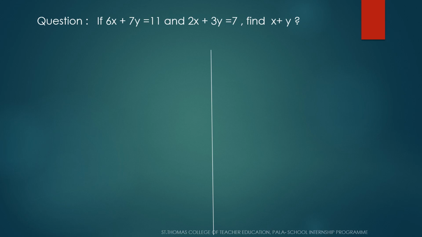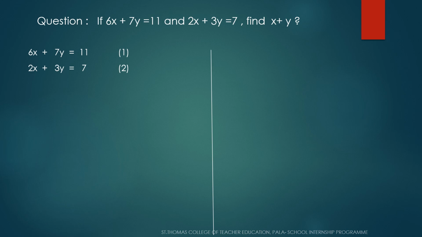Read the question. If 6x plus 7y equal to 11 and 2x plus 3y equal to 7, find x plus y. Read the question once again and tell me what you have understood and what we have to find out. Yes, we have two equations, isn't it? Which are they? Yes, first is 6x plus 7y equal to 11 and we call this equation 1. And which is the second one? Good. 2x plus 3y equal to 7 and we call this equation 2.